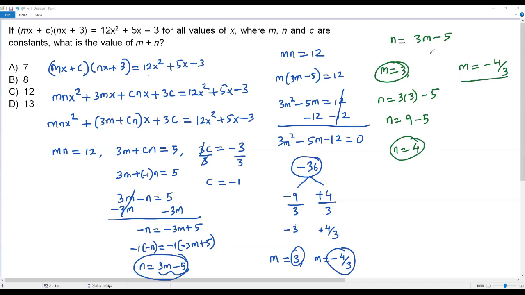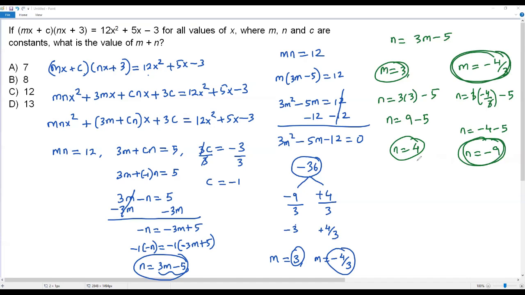Now let me plug the second value of m into this equation. Then I'm getting n = 3 times negative 4/3 − 5. This 3 will cancel. I'm getting n = −4 − 5, then n is equal to negative 9. Okay, here when m = negative 4/3, I'm getting n = negative 9. So definitely, I think the second pair of values for m and n will not work. Both the value of m and the value of n are negative. When I add m and n, the value of the expression m + n will be negative. But in none of the answer choices do we have a negative value. So m = negative 4/3 and n = negative 9 will not work. We can reject this pair of values.